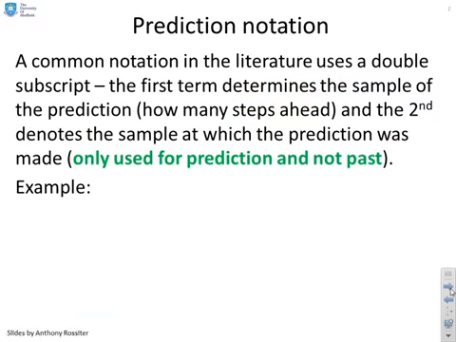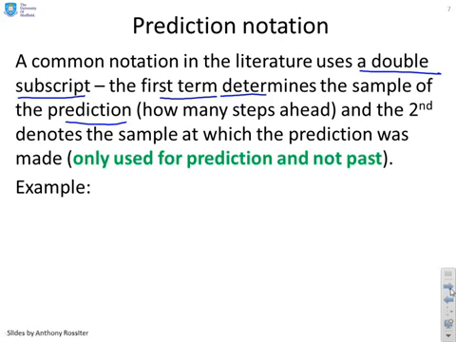Now, within predictive control, there's a common notation using a double subscript for prediction to try and avoid confusion. So the way this subscript works is the first term determines the sample of the prediction. So how many steps ahead are you predicting? You know, is it k+3, k+4, and so on.